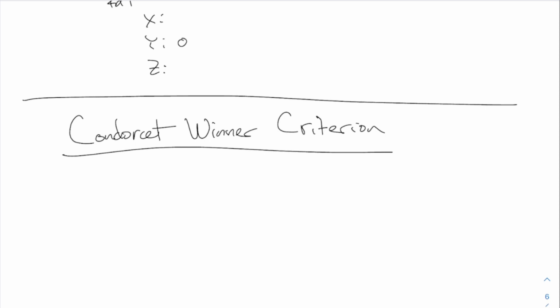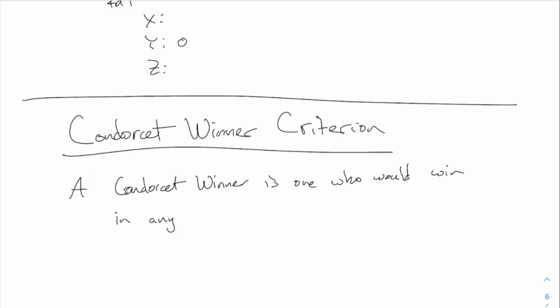What this means is that this is about Condorcet winners. If you recall this bit of terminology, if one of the candidates wins all of their comparisons against all of the other opponents in one-on-one comparisons, that's called the Condorcet winner. So a Condorcet winner is one who would win in any one-on-one comparison, right? And the Condorcet winner criterion is called CWC.